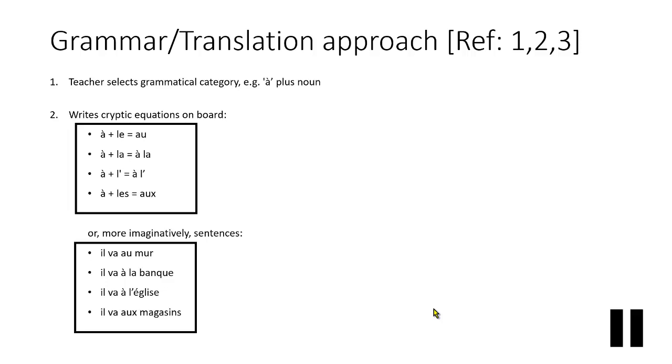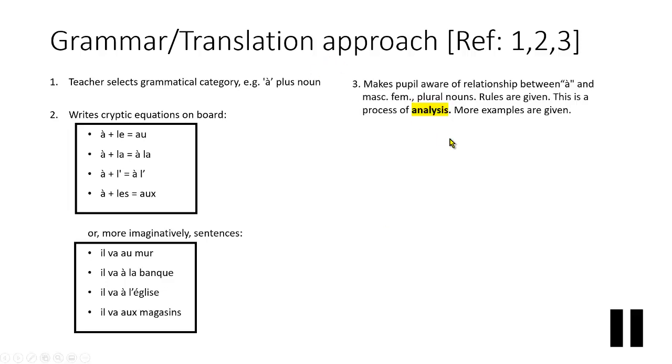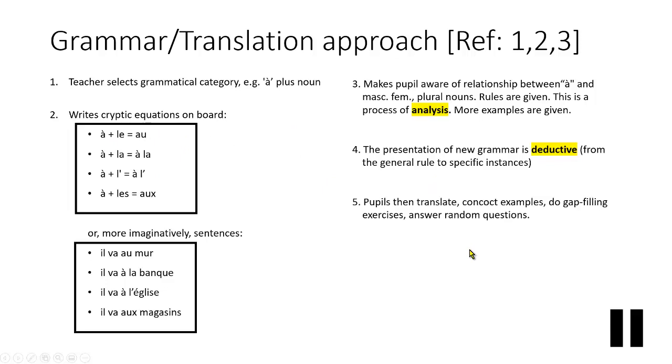So what's happened there? They've written this out onto the board, and then you make pupils aware of the relationship between à and masculine, feminine, plural nouns. You give the rules. This is a process of analysis, and then more examples can be given. So in this sense, the presentation of new grammar is deductive. We give you the general rule, and then you deduce from that specific instances. Pupils can then translate, concoct examples, do gap-filling exercises, and answer random questions. And when they can do all this, the teacher moves on to the next grammar point.